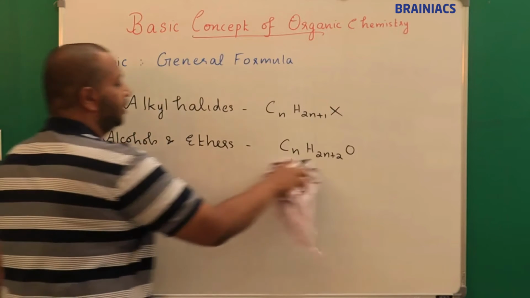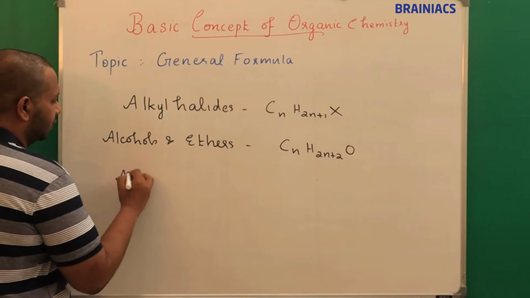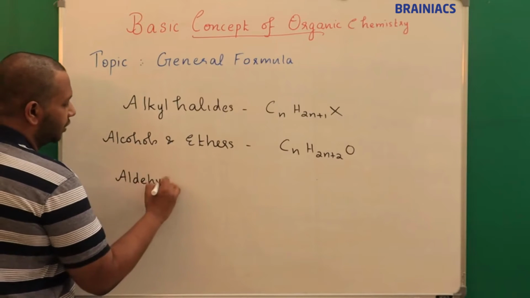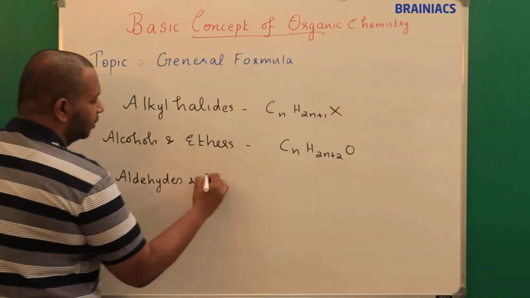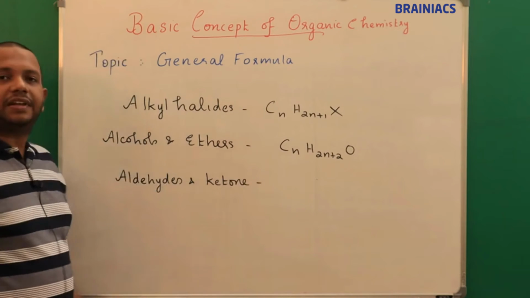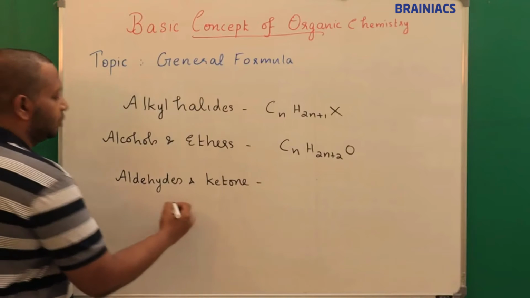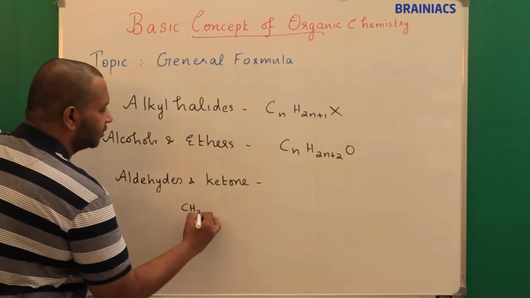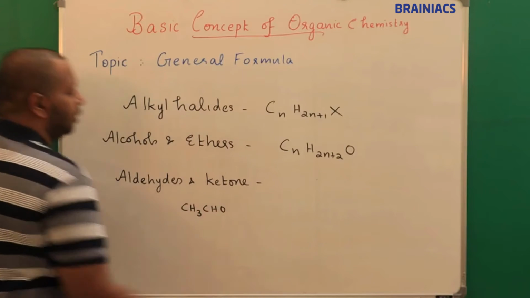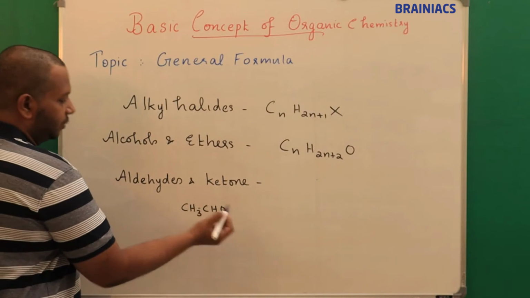Next we will try to see the next group, that is aldehydes and ketones. And we know that aldehydes and ketones are also functional group isomers because they have the same general formula. So let us take a simple aldehyde and from that we will try to derive the formula. A simple aldehyde I can take here is CH3CHO, ethanal. Now see here how we have derived this one.